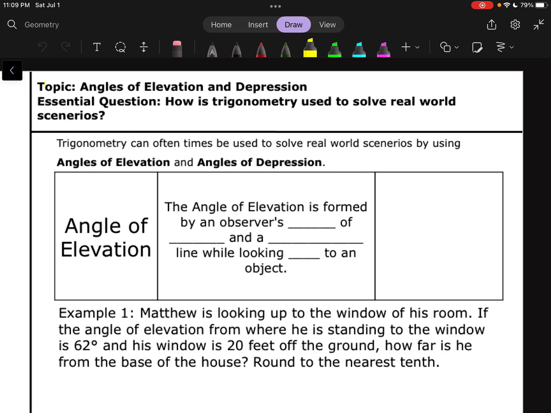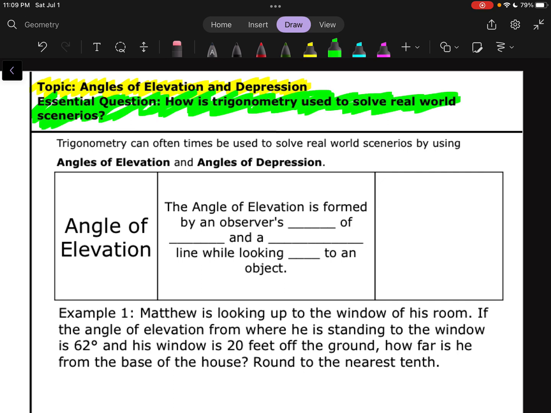Okay, so the topic for this video is going to be some word problems, some angles of elevation and depression. Our essential question, the thing we're going to try to answer by the end of this video, is how is trigonometry used to solve real-world scenarios? How is it used to solve some word problems?